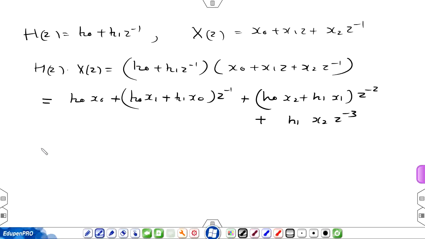The total number of multiplications, you can see, is 1, 2, 3, 4, 5, 6 multiplications, and the total number of additions is 1, 2, 3, 4 and 5.